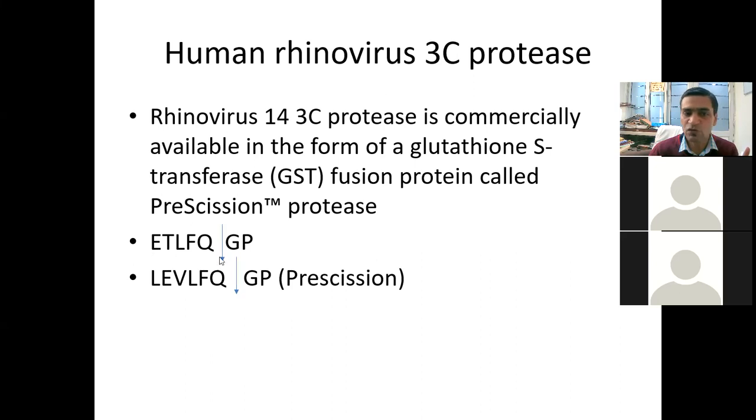The recognition site is usually ETLFQ followed by GNP, glycine proline. But in some of the literature, many other sites have also been reported, of course with a little bit less or more efficiency. So this site is also reported in the documentation literature of Precision. Precision is the commercial company, the vendor who sells it, and in their literature you will find this sequence, but otherwise in research papers you will find a sequence with a minor difference. But I think both of them are recognized pretty well by this 3C protease.